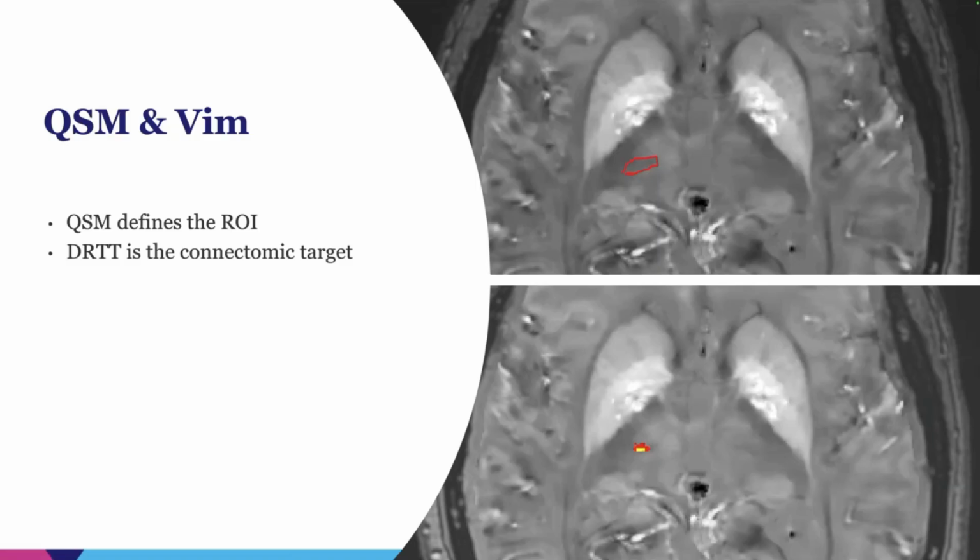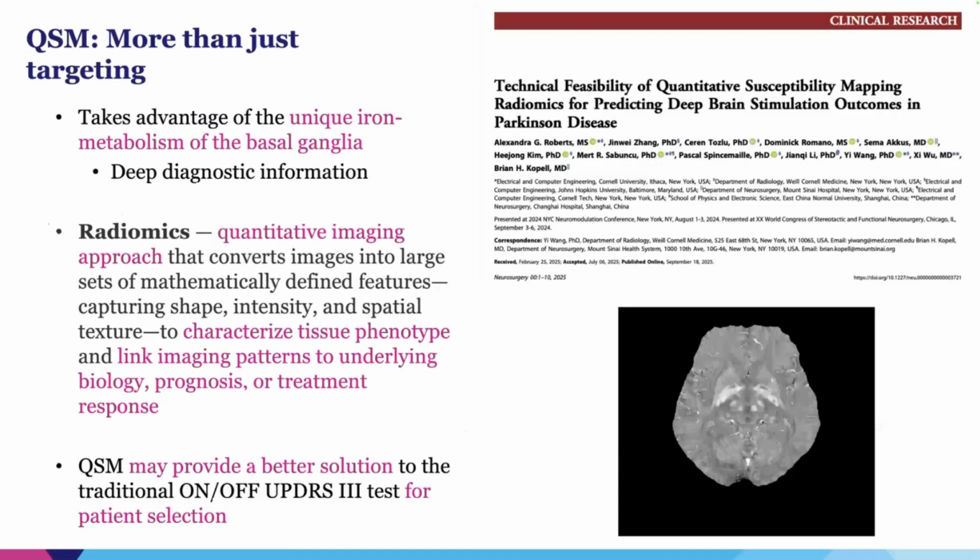Now, QSM, I think, is going to emerge as more useful than just targeting. As I said, it takes advantage of the unique iron metabolism of the basal ganglia. And there's deep diagnostic information that is hidden in this type of data set. And so there is an emerging use of an image-guided analysis technique called radiomics.